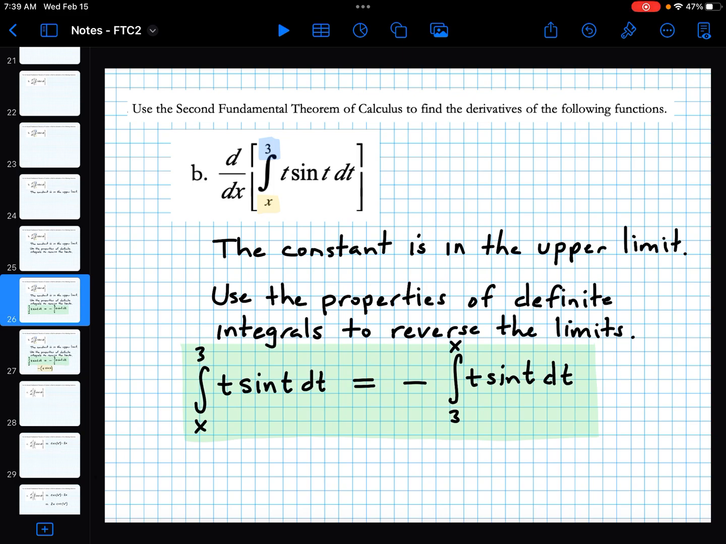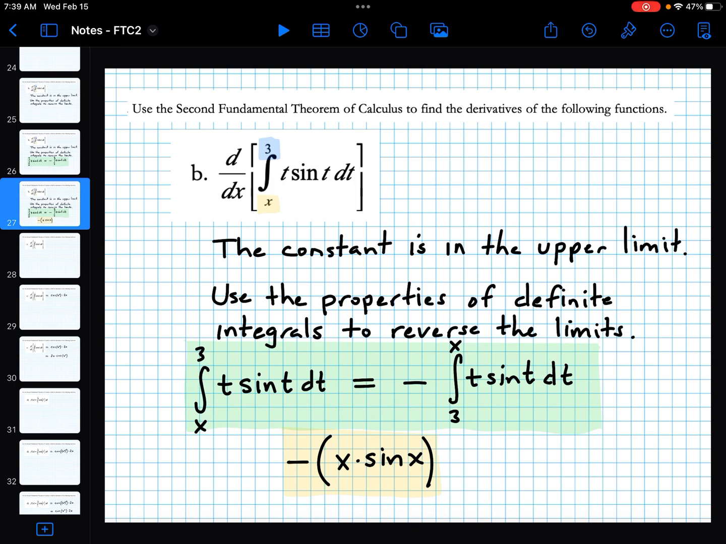Now the constant is in the lower limit and the variable is in the upper limit, so I can apply the second part of the fundamental theorem of calculus, and I have my answer. Just remember to multiply it by -1 when you're done. All right, so that's pretty straightforward.